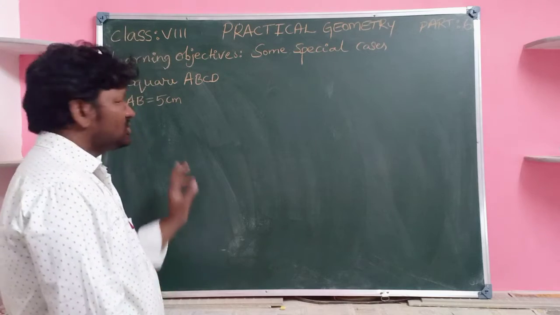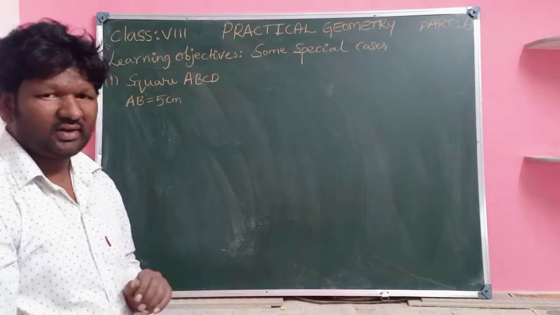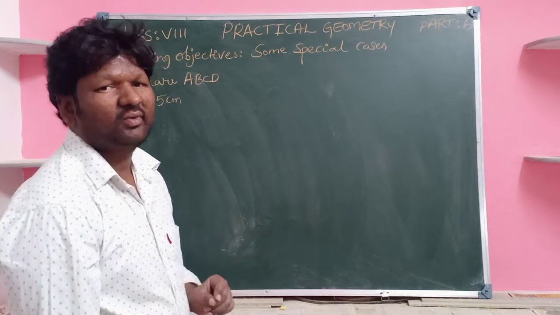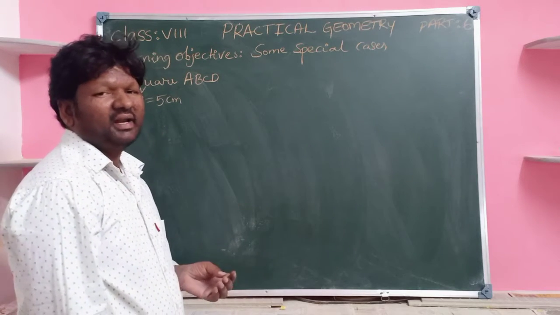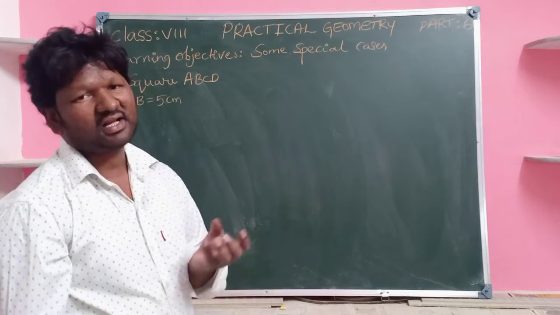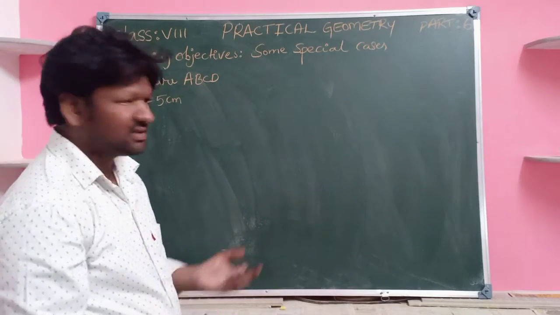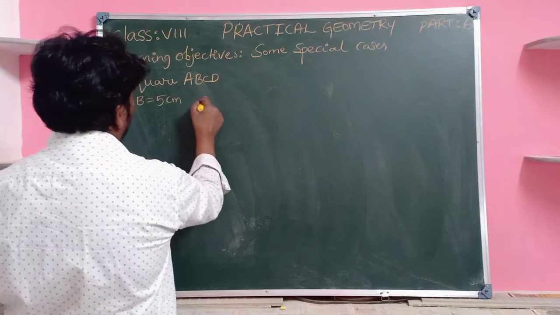They given. So we know very well in a square all sides are equal and all angles are equal. Each angle is equal to 90 degrees, and the diagonals perpendicularly bisect each other and the diagonals are also equal. Now by using those properties we can construct a square. Okay, this is the rough diagram.